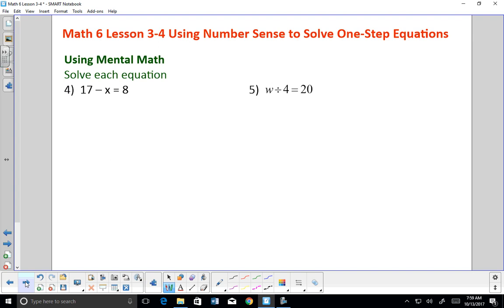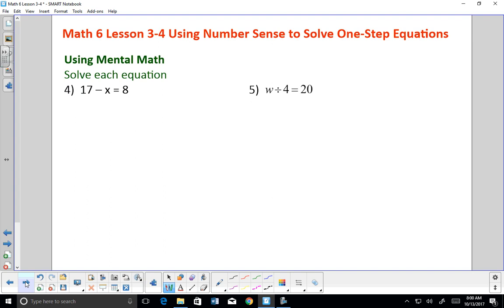Now, we're going to get into some basic solving equations, and we're just going to use mental math for this lesson. In the next few lessons, we're going to learn how to solve an algebraic equation by using what we call inverse operations. But today, we're just going to think in our head, gee, what must this be in order to make the sentence true? So if I look at number 4, it says 17 minus x equals 8.